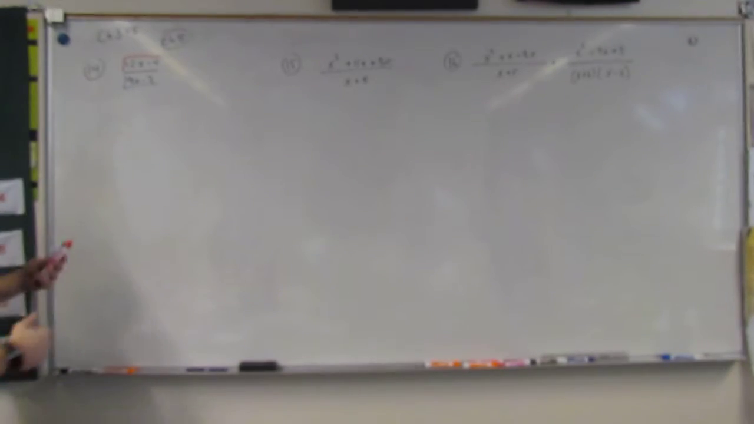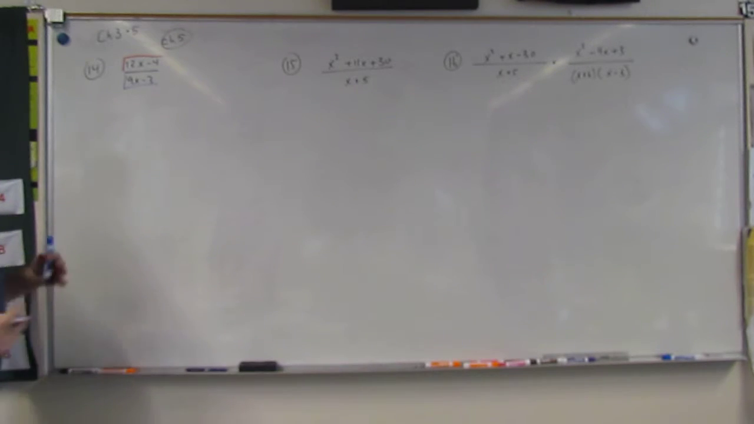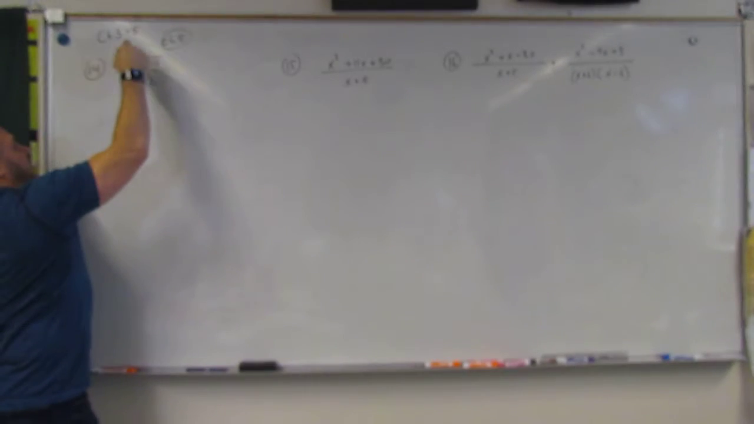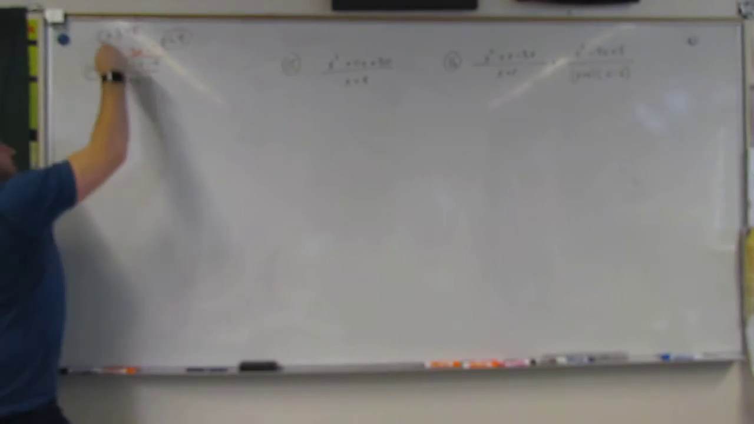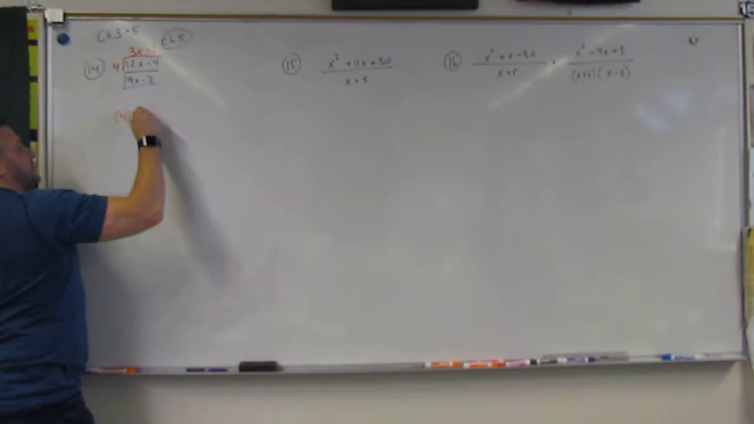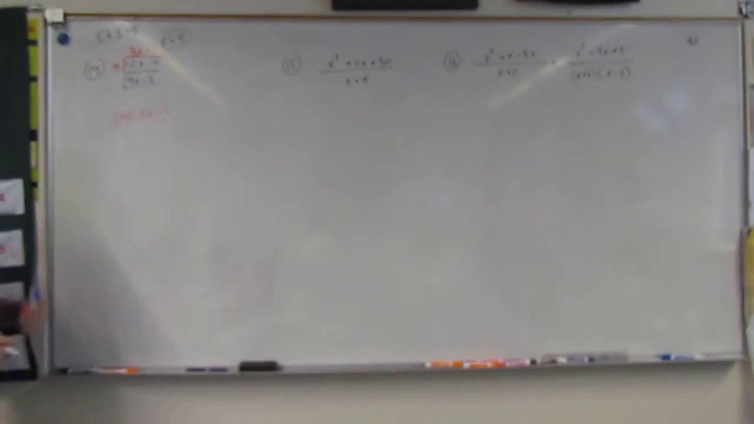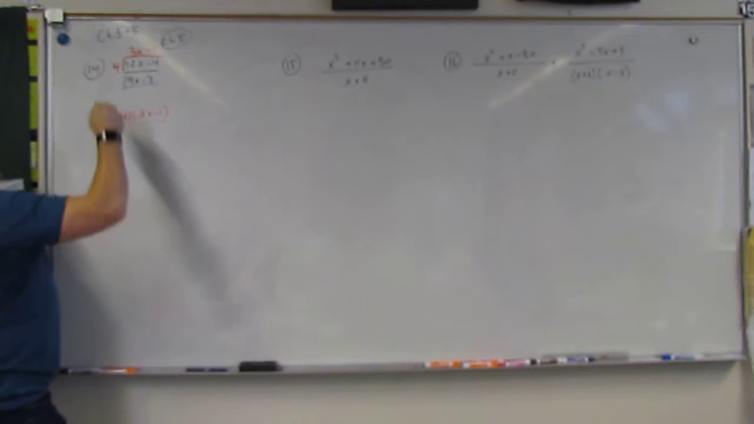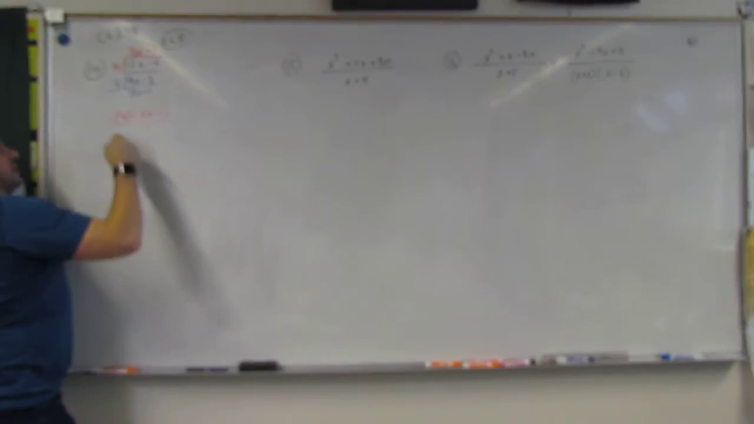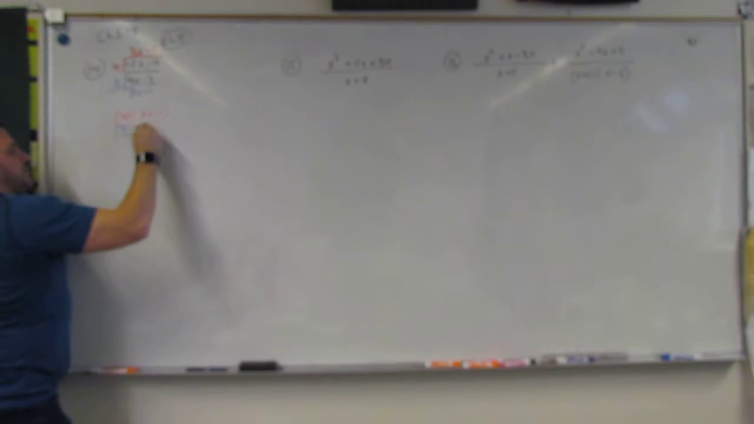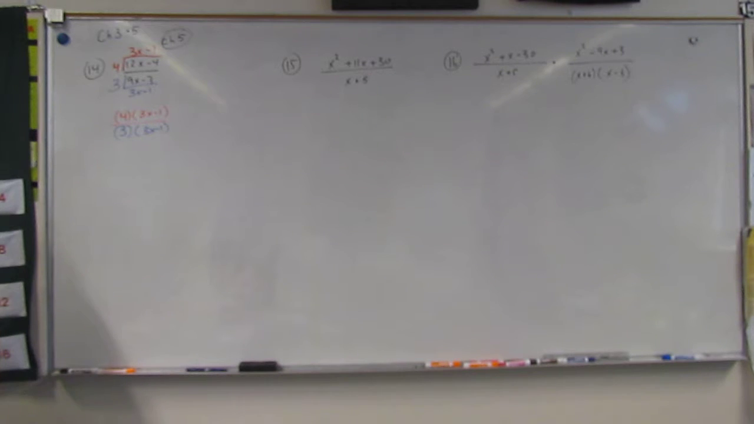Okay? So I want to know what goes into 12 and 4. What number? 4? Okay? 4 goes into 12 3 times. 4 goes into 4 one time. Okay? So we really have 4 times (3x minus 1), right? And then we're going to do the bottom one. What goes into 9 and 3? 3. Good. How many times does 3 go into 9? 3 times. And how many times does 3 go into 3? Once. Okay? So we really have 3 times (3x minus 1), right? Okay?